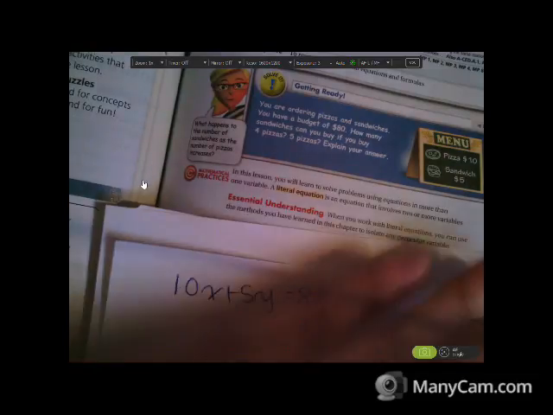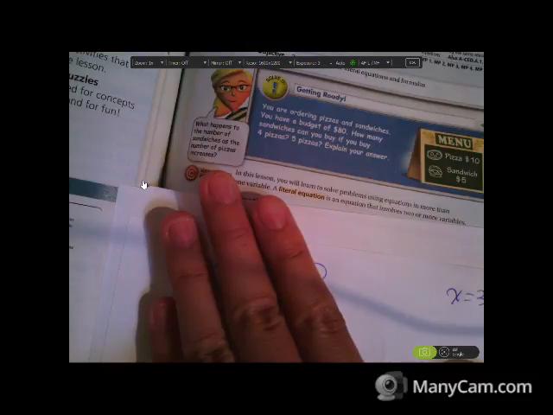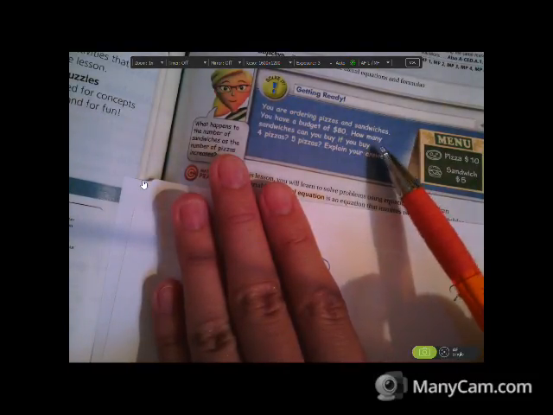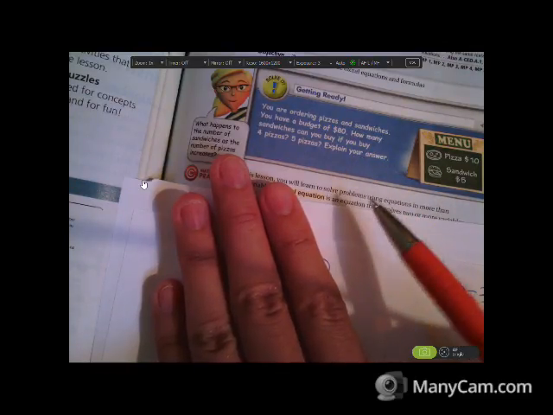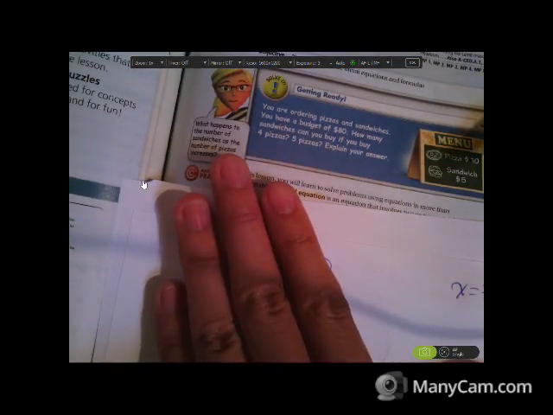Alright, so we are in 2.5, literal equations and formulas. Let's look at the Solve It. You're ordering pizzas and sandwiches. You have a budget of $80. How many sandwiches can you buy if you buy 4 pizzas, 5 pizzas? Explain your answer. So if you have a budget of $80 and you have 2 different variables, how are you going to find out how many sandwiches you could buy if that's also changing along with the pizzas?